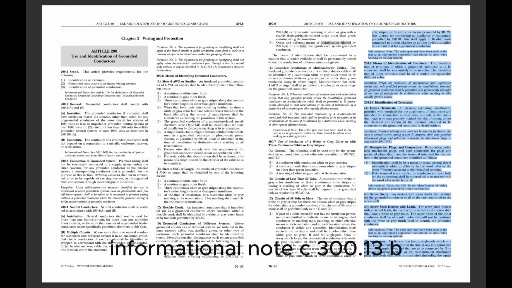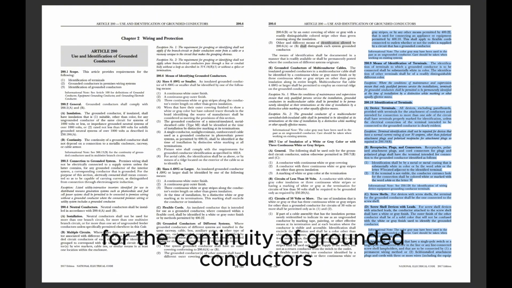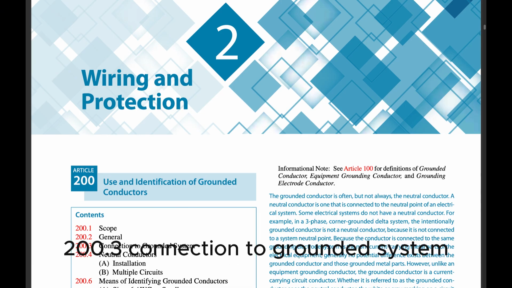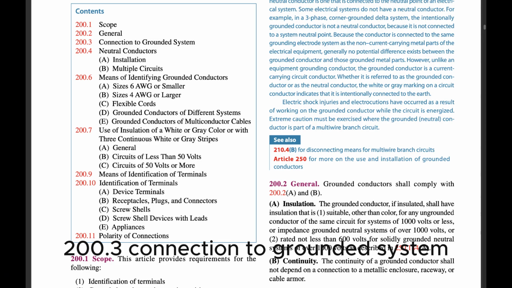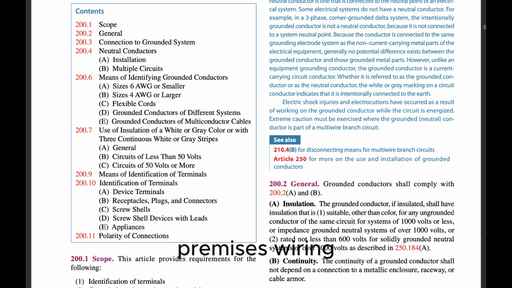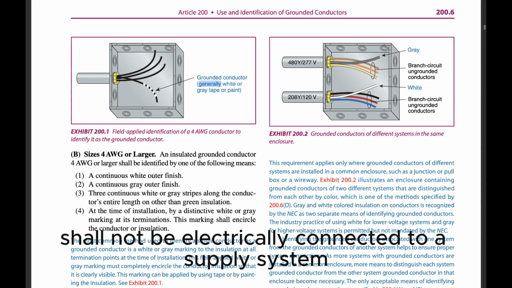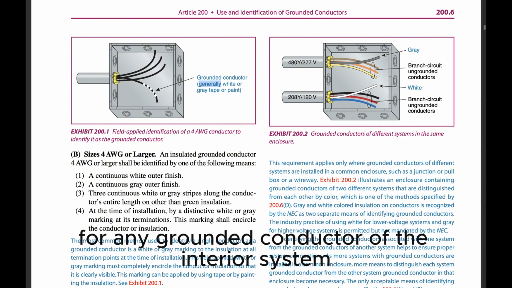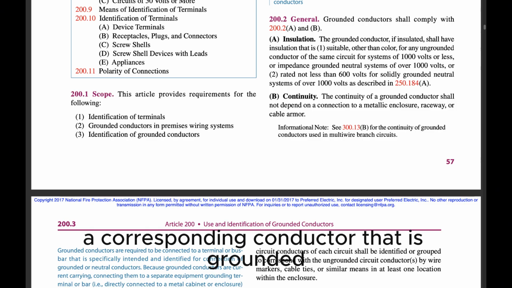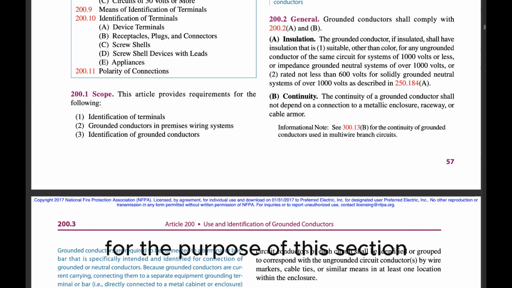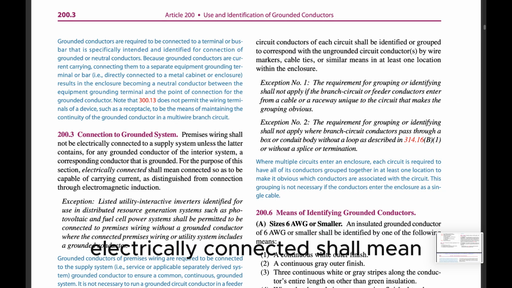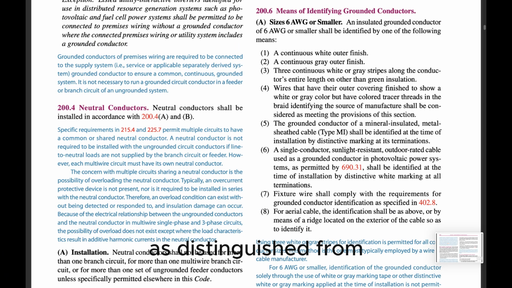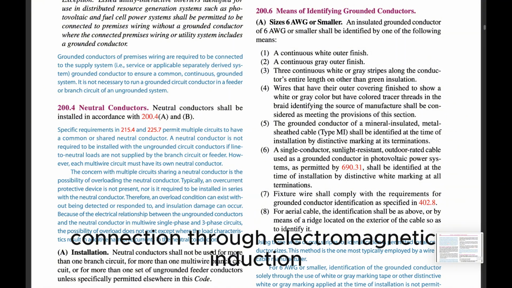Informational note: See 300.13(B) for the continuity of grounded conductors used in multiwire branch circuits. 200.3 Connection to grounded system. Premises wiring shall not be electrically connected to a supply system unless the latter contains, for any grounded conductor of the interior system, a corresponding conductor that is grounded. For the purpose of this section, electrically connected shall mean connected so as to be capable of carrying current, as distinguished from connection through electromagnetic induction.